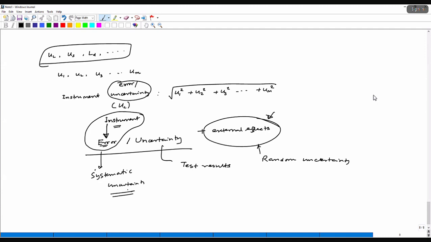So when you measure temperature or when you measure pressure, you don't talk about what is the error in my measurement. You say what is the uncertainty of my measurement. And that uncertainty includes both the errors from the instrument and the external effects. Okay, so let us stop here. If you have any question, let us discuss.